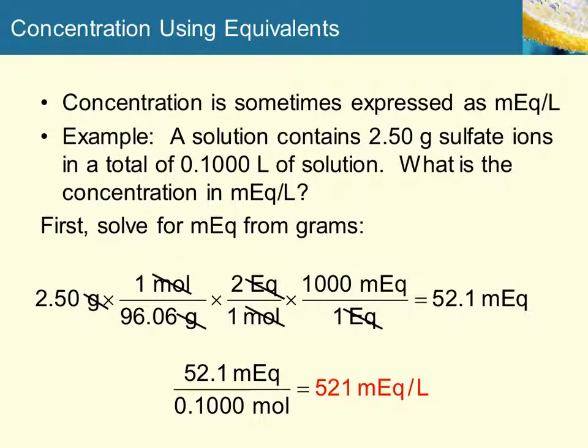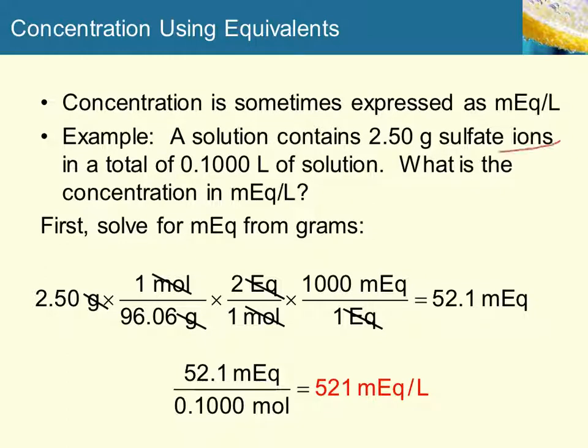Sometimes concentration is expressed as milli equivalents per liter. For example, a solution contains 2.5 grams of sulfate ions in a total of 0.1 liters. What is the concentration in milli equivalents per liter? So we're starting with 2.5 grams. The first thing we know is we got to get that to moles. So 1 mole equals the gram formula mass of sulfate ions.